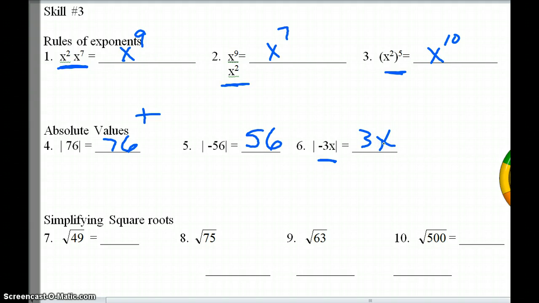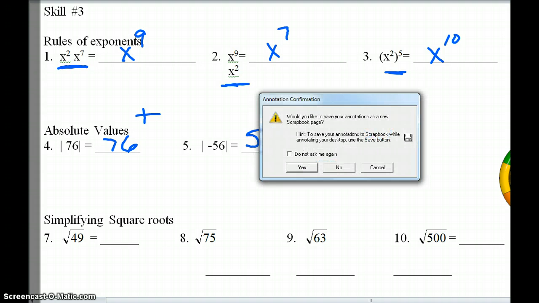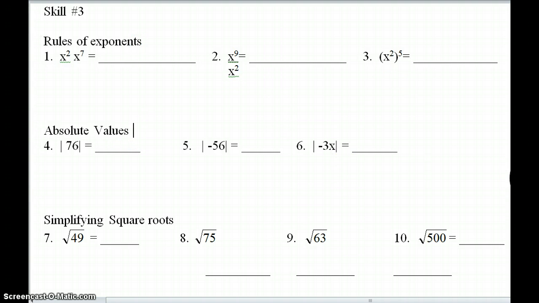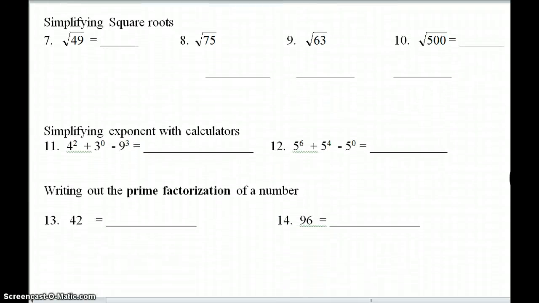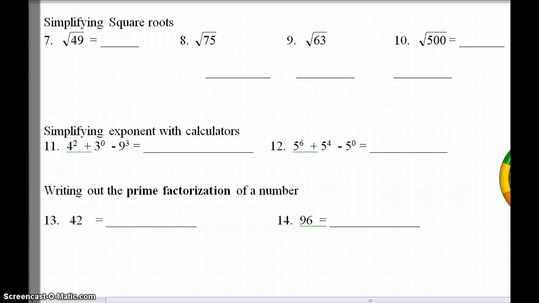So the first 2 examples on exponents and absolute value, I went through those pretty quickly, but those will be quick ACT questions. The simplifying radicals are a little bit harder. So let me take you through a couple of these as far as simplifying square roots.